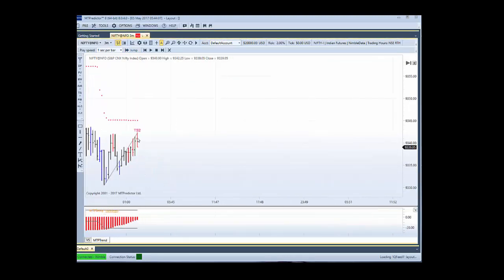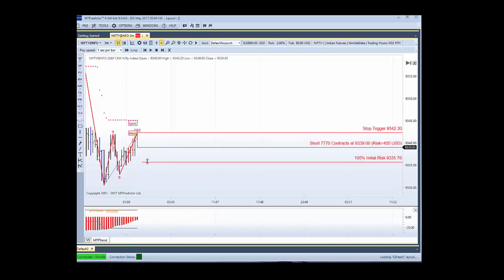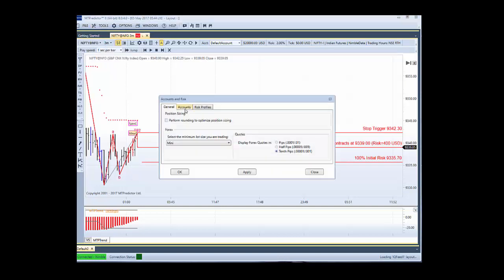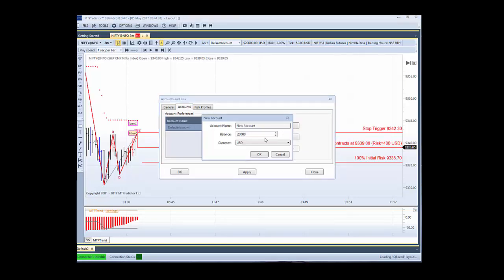To analyze this, you hover over the red sell bar, right mouse click to analysis, and here's our position sizing. In this case I'm using a $20,000 account, but let's set up an account in rupees. So let's go to Tag Tools, Accounts and Risk. Let's do accounts. Let's do a new account. Let's say it's 100,000.